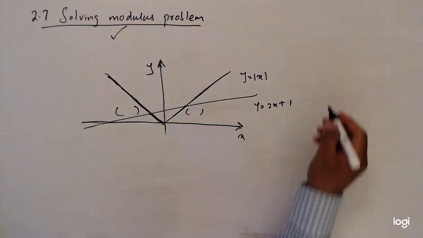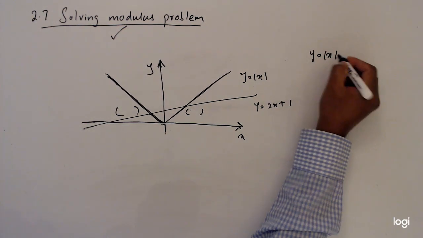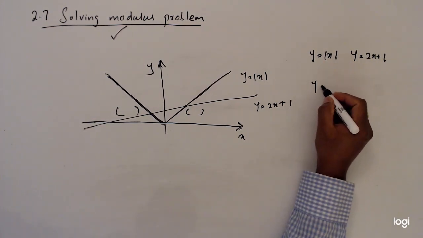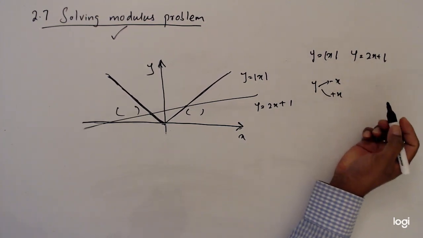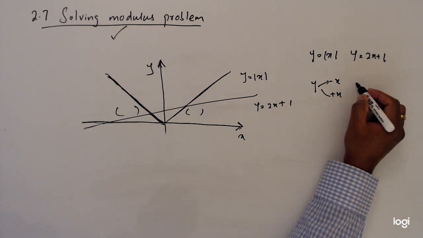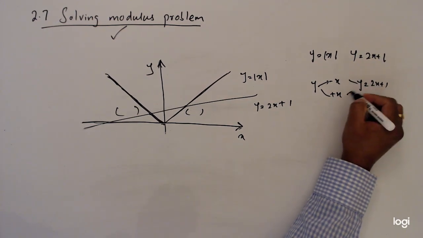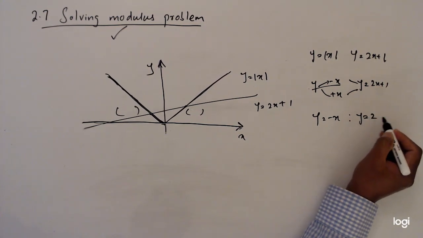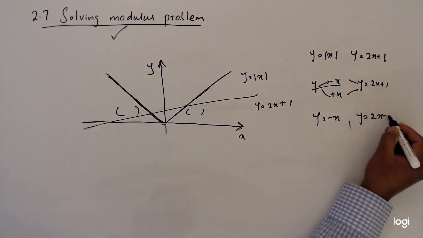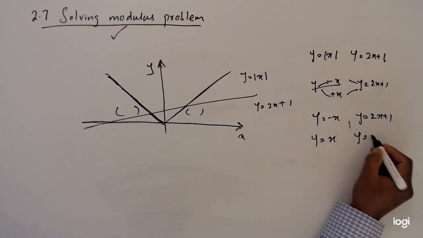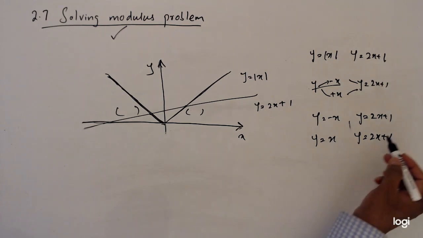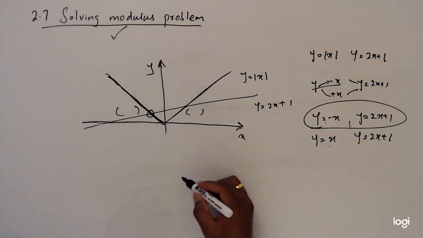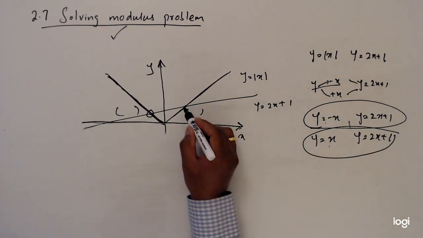If I summarize, we have to solve y equal mod x and y equal 2x plus 1. Now we know that y can be minus x or y can be positive x. So y equal minus x, we have to solve with y equal 2x plus 1, and y equal x also with y equal 2x plus 1. Now two equations, this one and this one, from here you will get this answer when you solve, and from here when you solve you will get this answer.